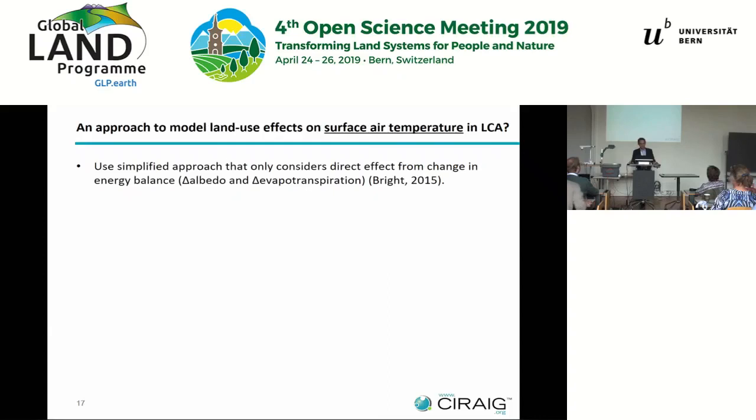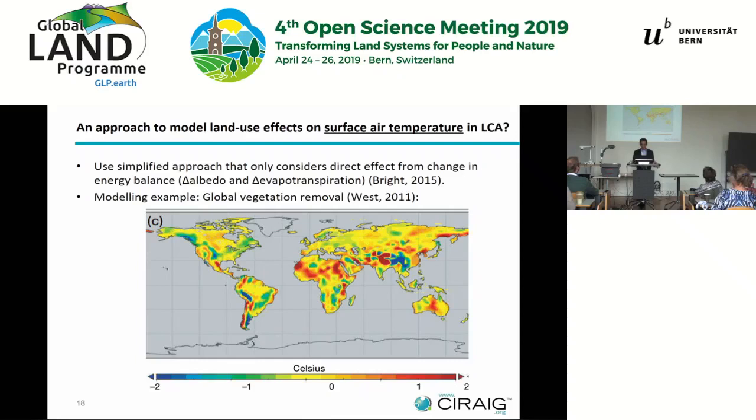And to model land use effects on surface air temperature, also for use in LCA, we follow the recommendation of Brighton colleagues to use a simplified approach to only consider direct effects from change in energy balance from albedo and evapotranspiration, neglecting feedback effects. Basically, the BRIGHT proposal involves modeling a global grid map of changes in surface air temperature for changes in albedo and evapotranspiration associated with all possible land use changes.